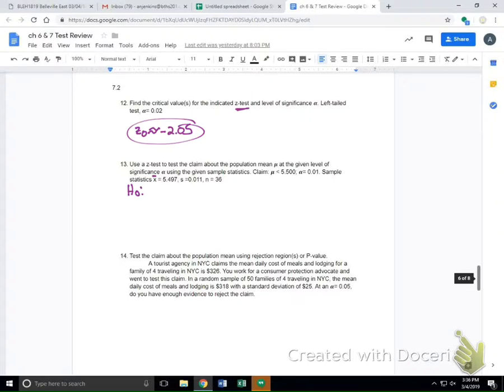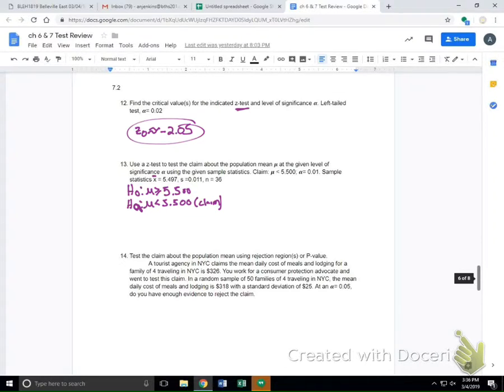Your null hypothesis is mu is greater than or equal to 5.500. Your alternative hypothesis is what's given, so that mu is less than 5.500. So you see that this one's the claim. With this, we now have to go to the back of our book, and we want to find the alpha. Using the HA, this tells you that it is a left-tailed test.